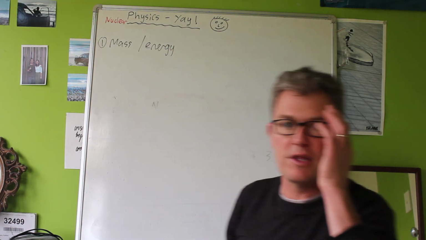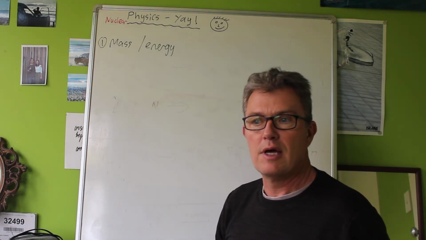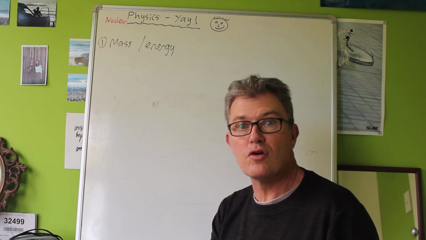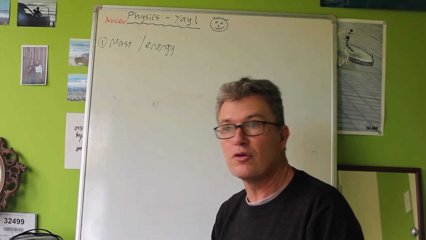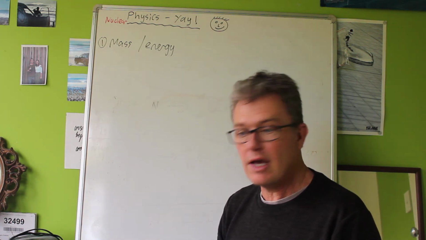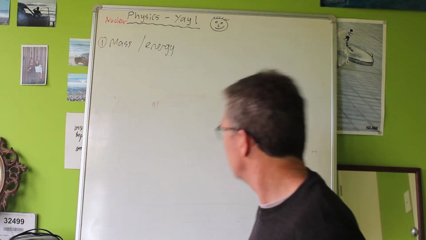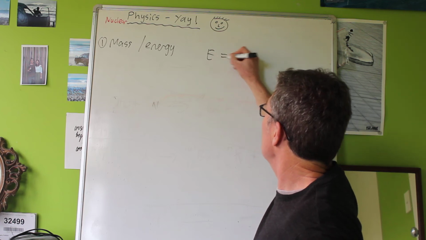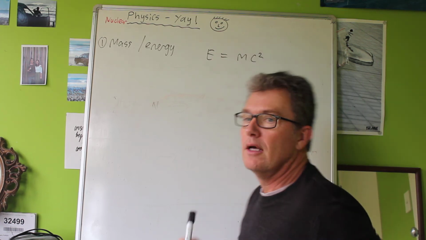I said that in nuclear reactions, mass number and atomic number are conserved, but actual mass is not conserved and energy is not conserved either. Why is this? How can this be? Well, the answer is because of Albert Einstein. He came up with an equation, E equals mc squared.